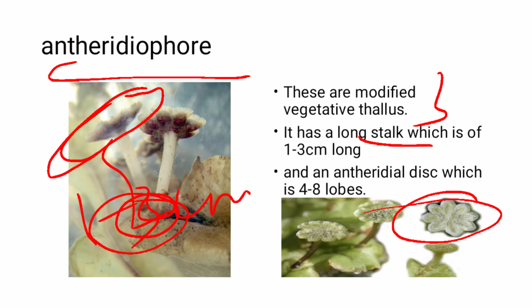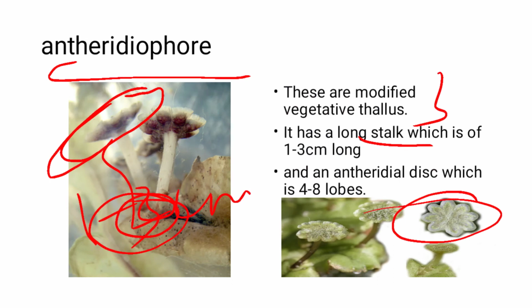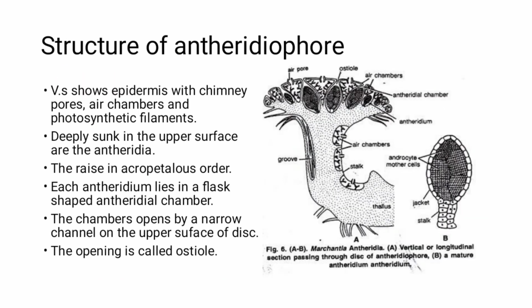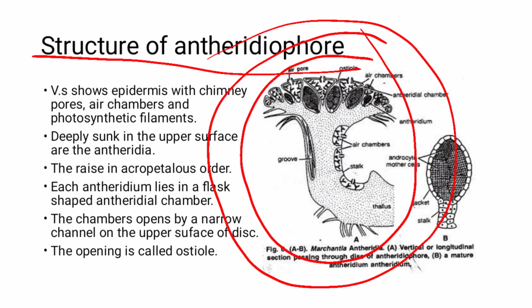Antheridium is developed into antheridia. Now, if we have to study how the antheridia are present, we have to take the vertical section. When you cut the antheridiophores vertically into slices and observe them under the microscope, the vertical section appears to be like this. So now we are going to study the structure of antheridiophores. The structure of antheridiophores under the microscope appears to be like this.